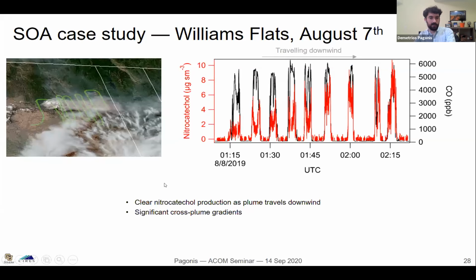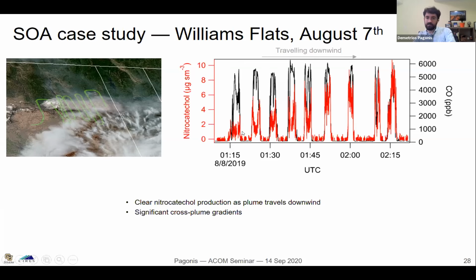Okay, and so this brings me to my favorite figure from the campaign. This is a time series from one of these semi-Lagrangian patterns as we worked our way back and forth across the fire, successfully sampling further and further downwind. You can see that the nitrocatechol concentrations measured by EESI just grow in steadily relative to CO in each transect, right? So this looks exactly like how you would have sketched it out ahead of the campaign and what an ideal marker of secondary chemistry would look like as a plume aged.